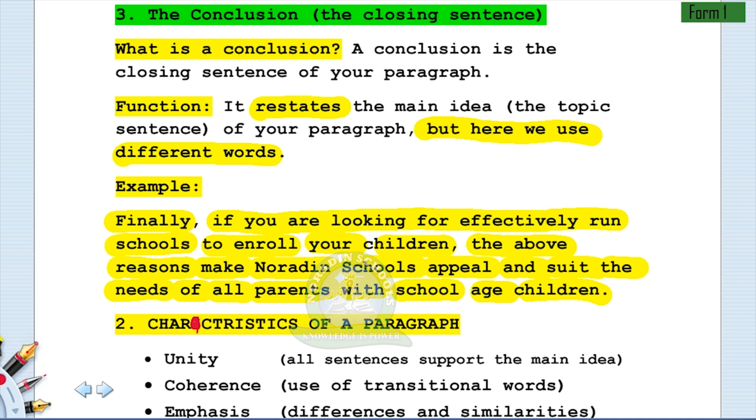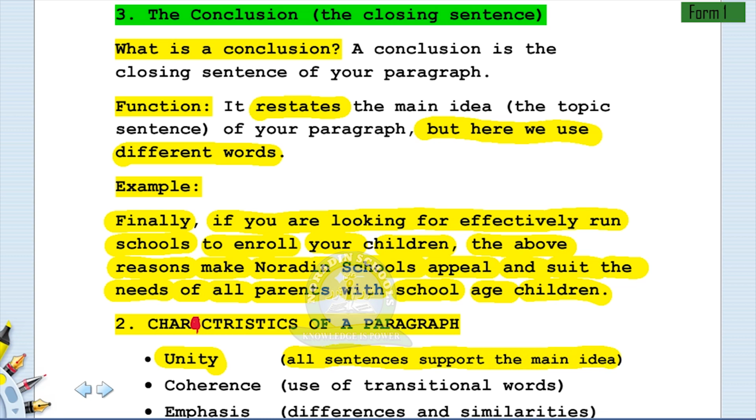To make your paragraph effective, you should consider these three points. The first one is called unity. This means that all sentences in your paragraph should support the main idea. Look at our previous example about Nuruddin schools. I have been talking about Nuruddin schools only. I was not referring to public schools, because it is one idea at a time. Unity means to write all your sentences in a way that they support the main idea.